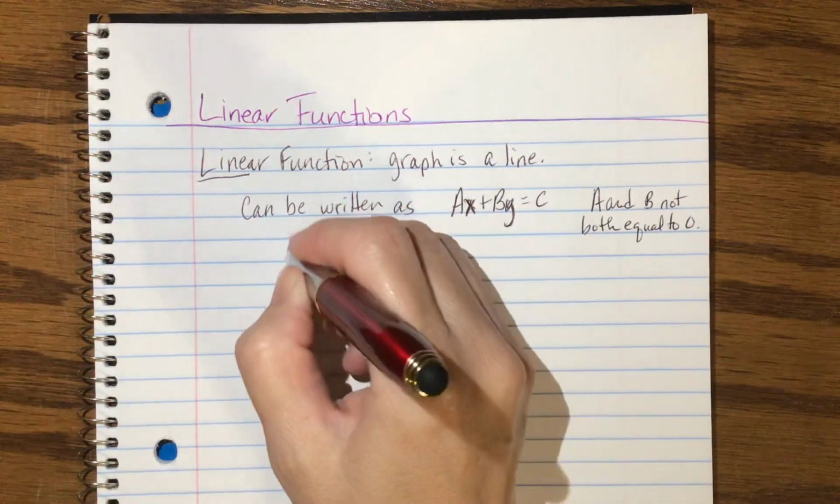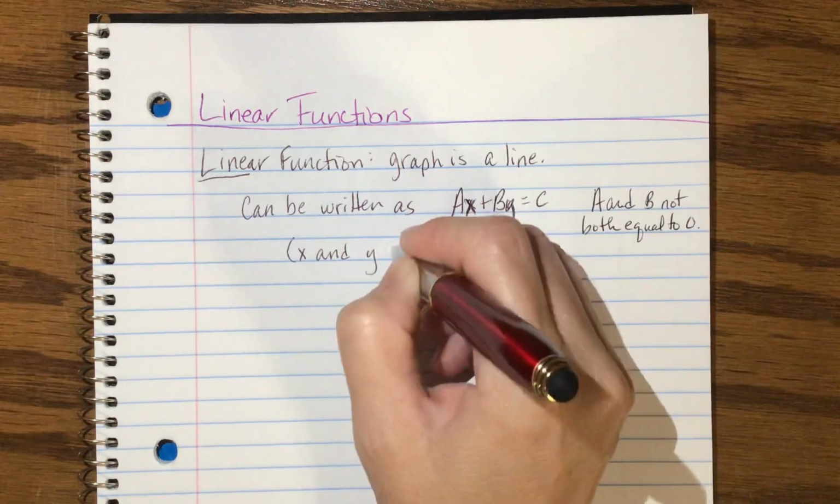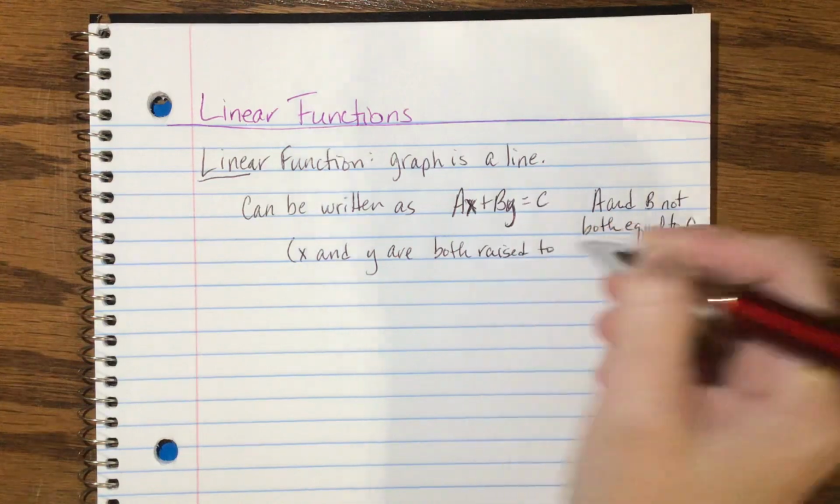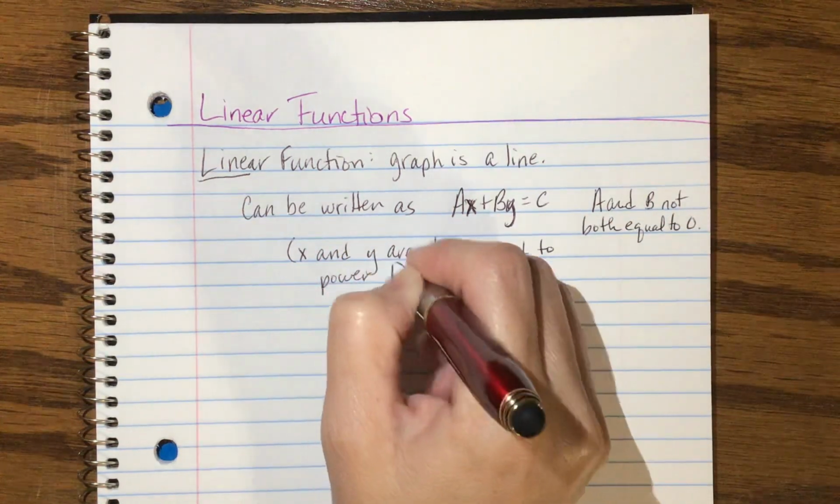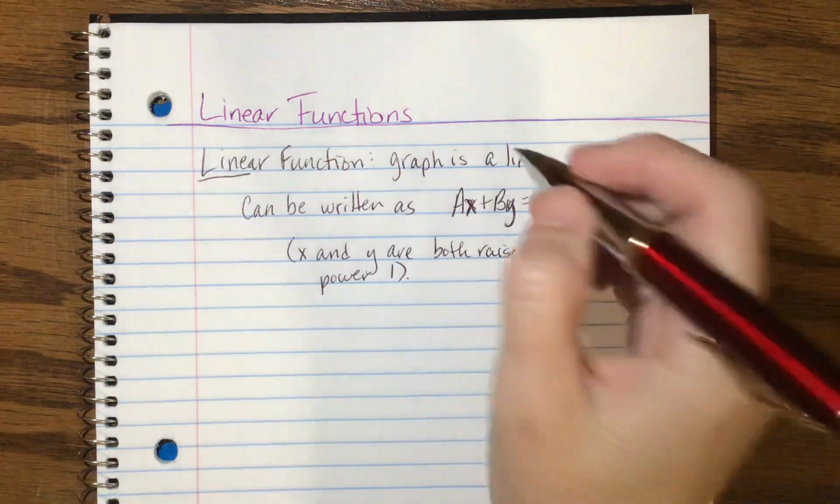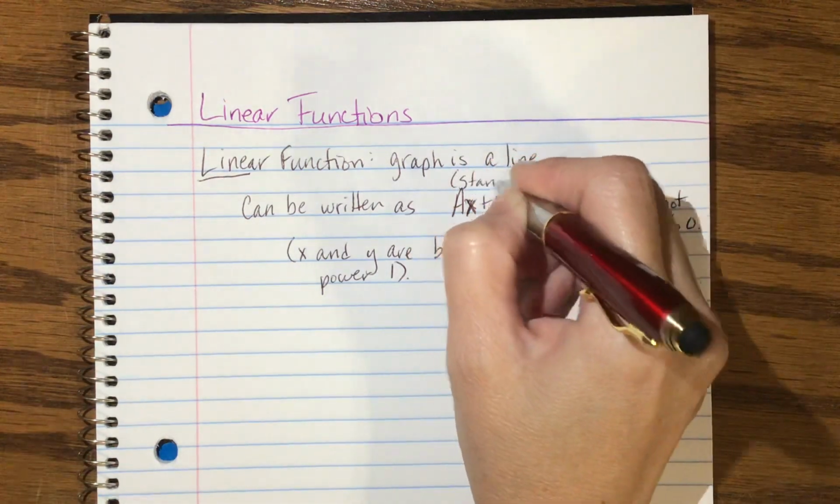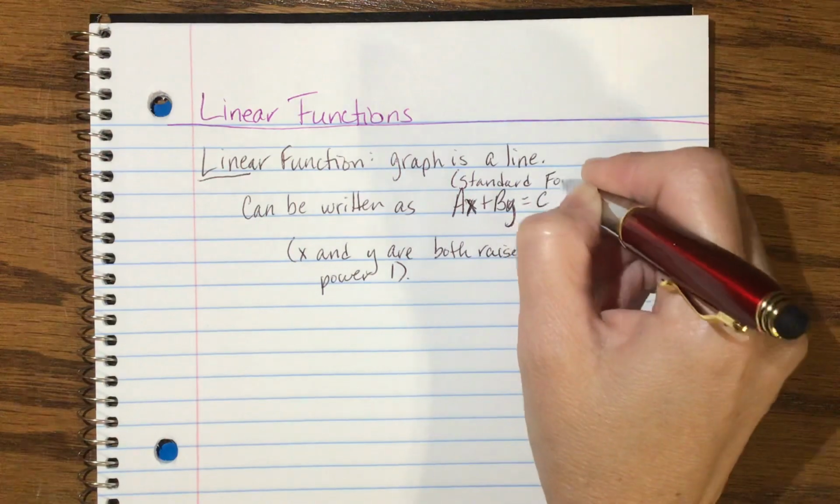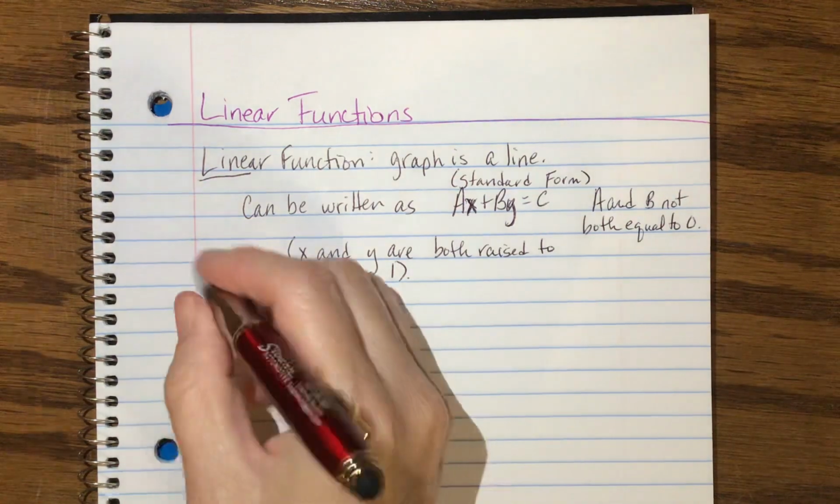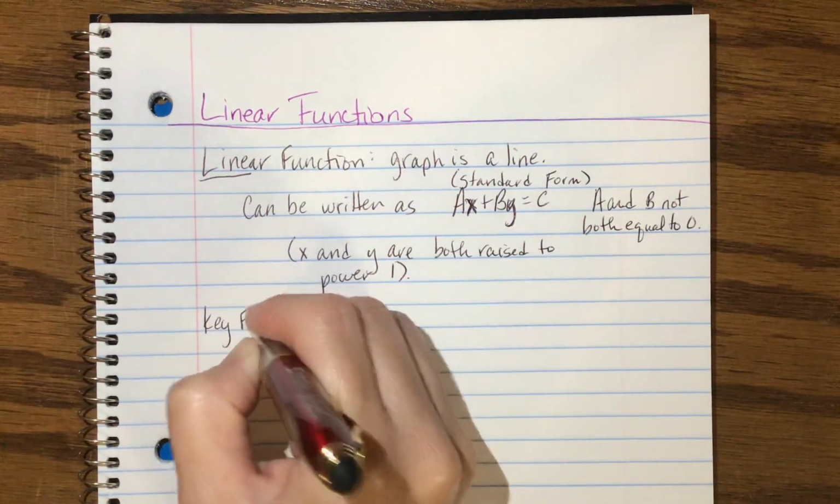Now, notice here x and y are both raised to the power of 1. They are also not multiplied together, they are not divided, they are not in the denominator, there is no radical. All of those things make it not linear. So can be written as ax plus by equals c. And this is our standard form. We're going to talk more about the different forms later, but that's where we start. Now, we have a couple of key features that we're going to discuss.